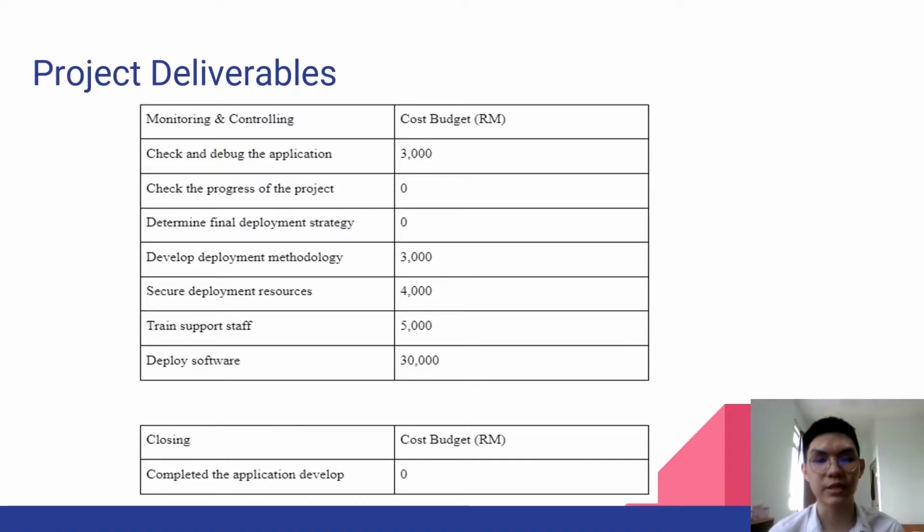And we also estimate we can use 30,000 for deploying the software, such as uploading to any app store, for example the Google Play Store or iOS App Store, and doing some promotion and advertising of our application. For the closing stage, the cost budget is zero because we just completed our application development.